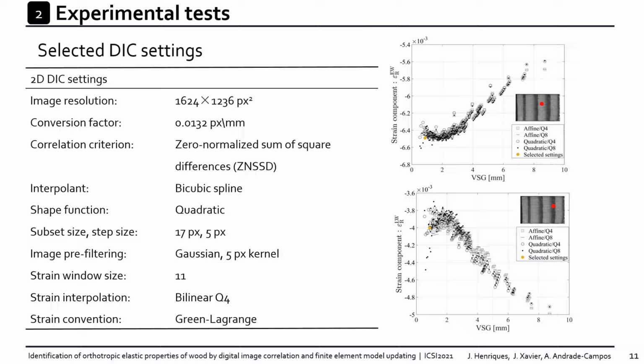Selection of the DIC settings was based on this compromise and is represented in the figures by a yellow dot, being chosen a point that gives good spatial resolution, which is particularly important in heterogeneous materials such as wood, and simultaneously good accuracy since they are within a convergence band of DIC settings, where the increase of the VSG does not have a significant impact on the signal measured.